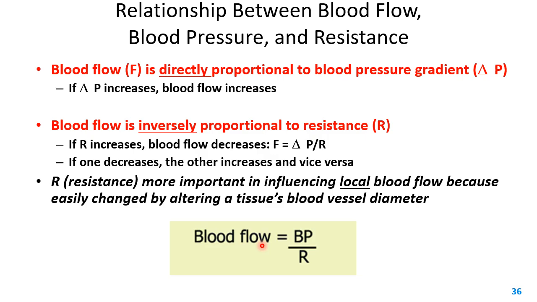So how do you put that into an equation? Blood flow is proportional to the pressure drop, but inversely proportional to the resistance, okay? That's pretty much intuitive and it's pretty much easy to follow, right?